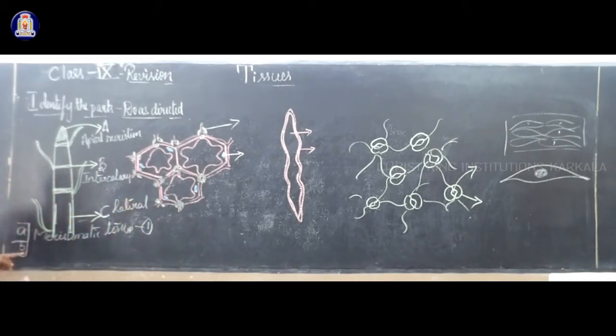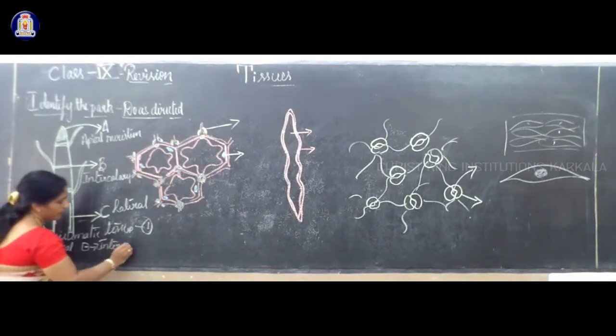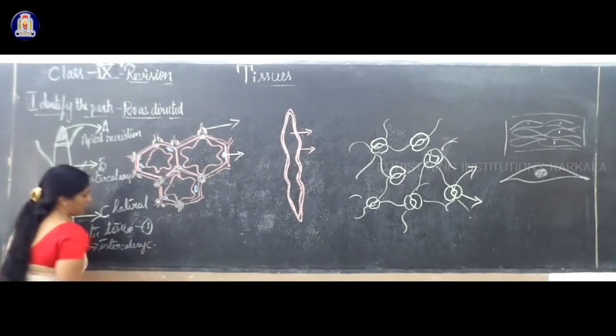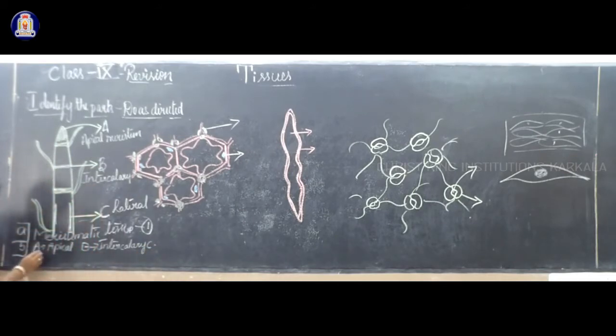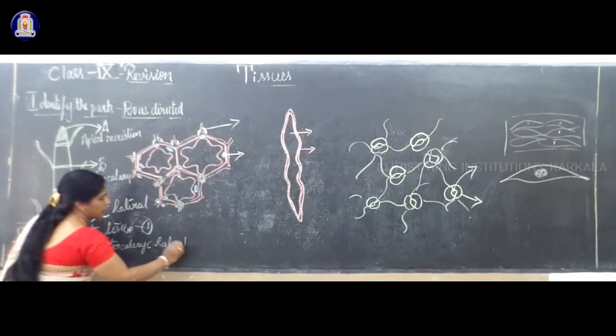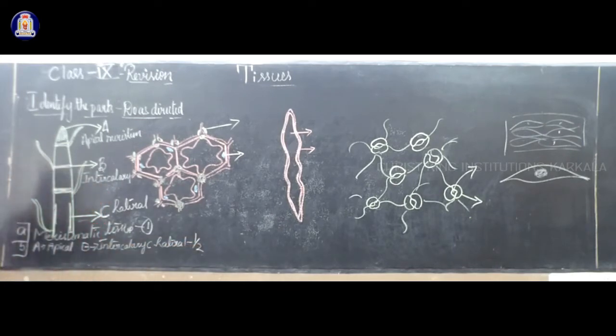So now first I will write A, apical meristem; B, intercalary; C, that is lateral. So the third question is like this. This is for half marks each. So in total, it is 2 marks.